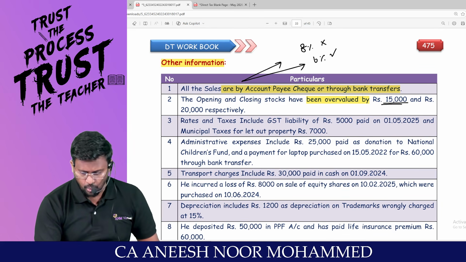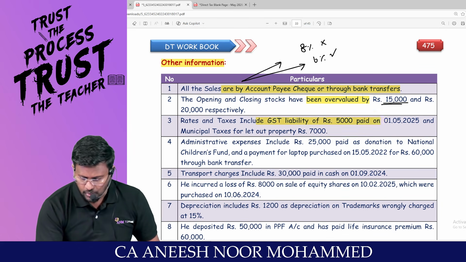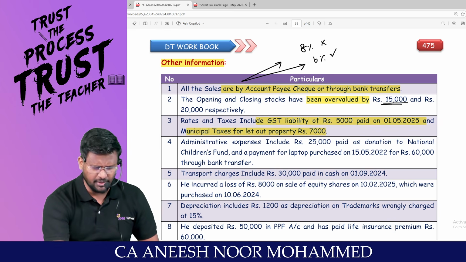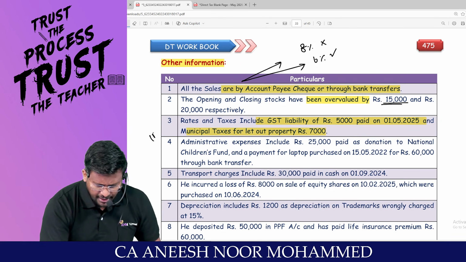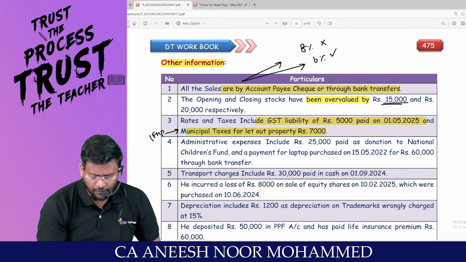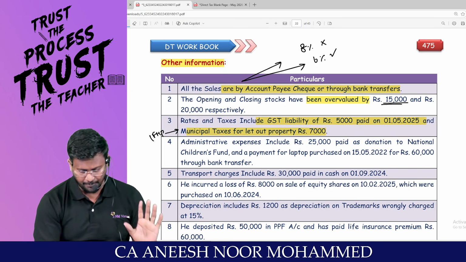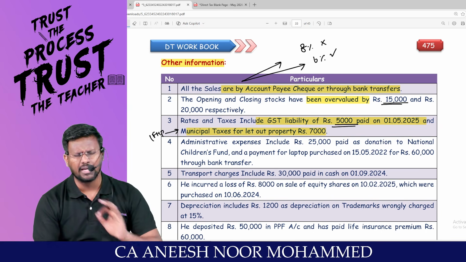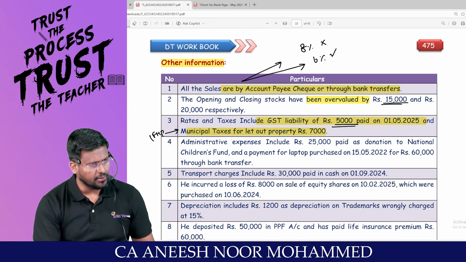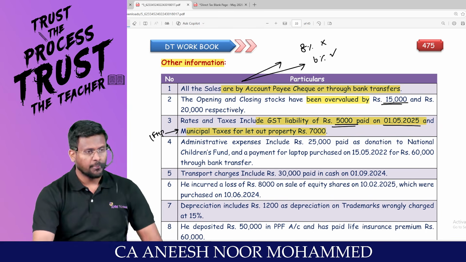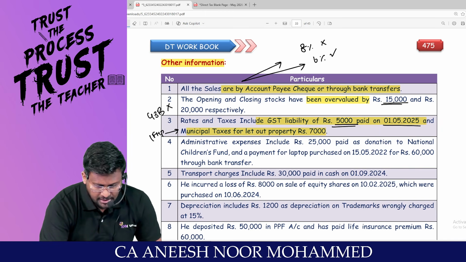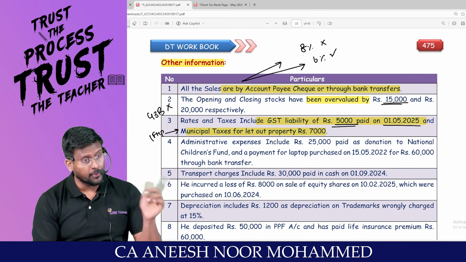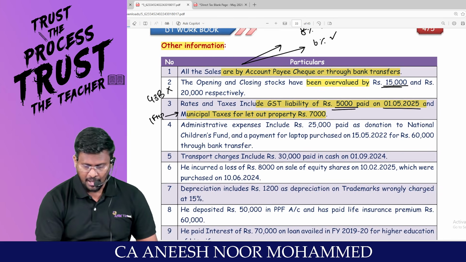Rates and taxes include GST liability of 5,000 paid on 1/5 and municipal taxes for the let out property 7,000. This 7,000 is related to IFHP. It's an impurity for PGBP. Should be added back. Whereas for GST, all taxes should be paid before filing the return of income. Since it has been paid before filing the return of income, 43B disallowance will not be applicable, because all taxes, duties, cess and fees payable should be paid before filing the return of income.